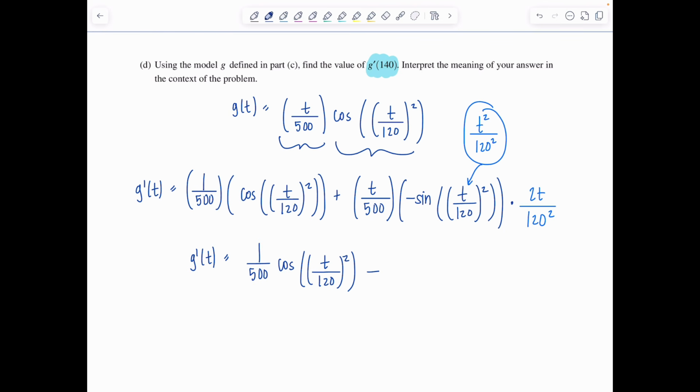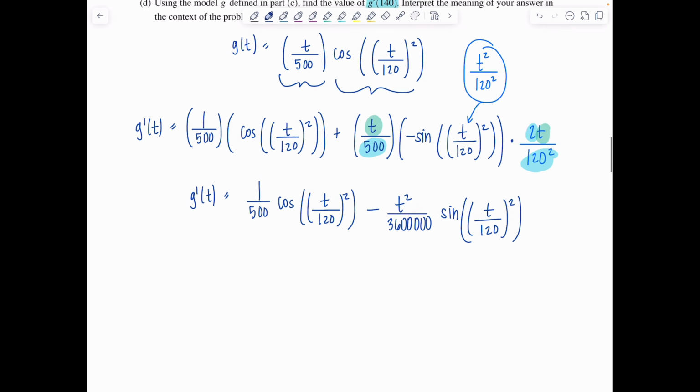minus, yes, exactly. So this 2 will cancel with 500. I have 250 times 120 squared, and then I have T times T. So minus T squared over 3,600,000 sine of T over 120 squared. Boom. Okay, now we can plug in 140.